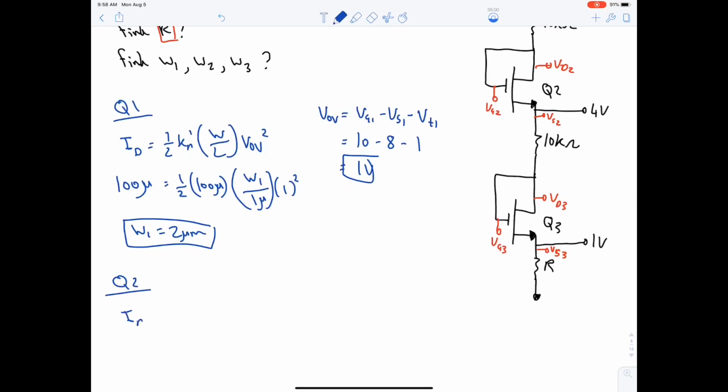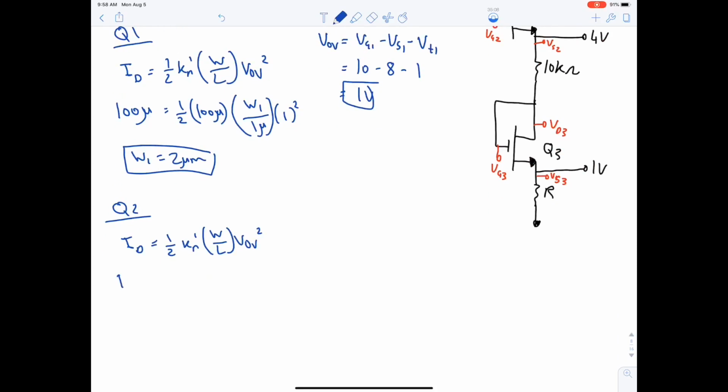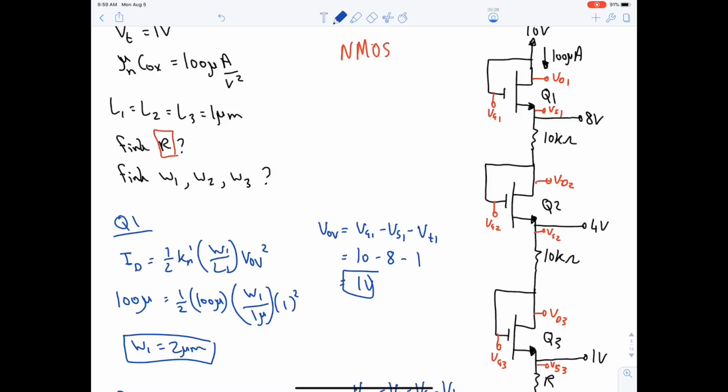Same thing, saturation, half Kn prime W over L VOV squared. ID is 100 micro, half Kn prime is 100 micro, W2 over 1 micro VOV squared. What's VOV? VOV is VG minus VS minus VT. 2, 2, 2. What's VG2? Now VG2 is here and it's unknown. It's not equal to 8. Why? Because there's a resistance in here.